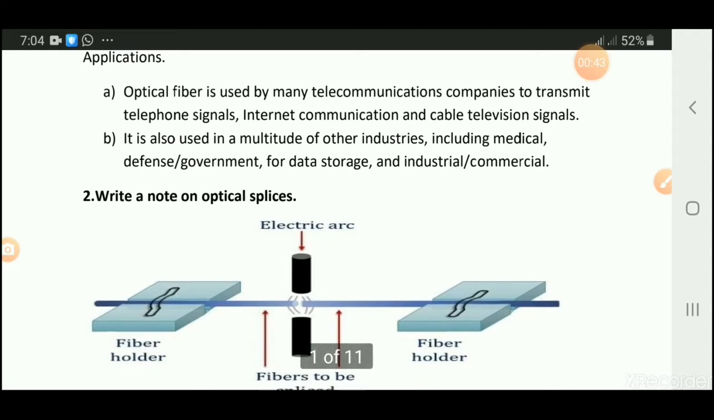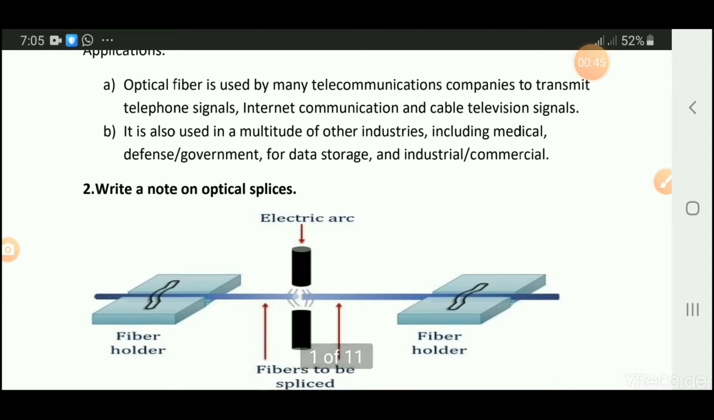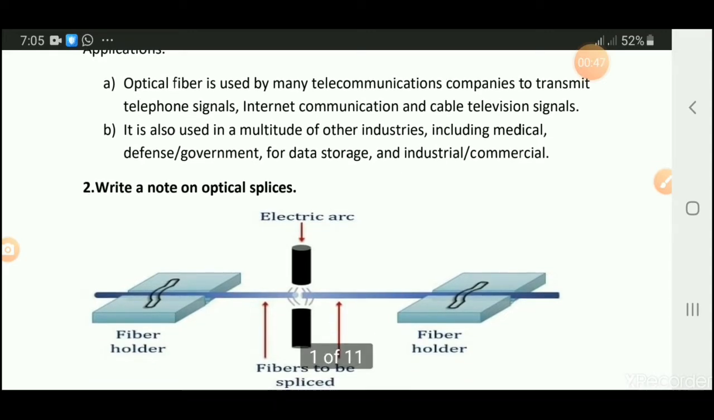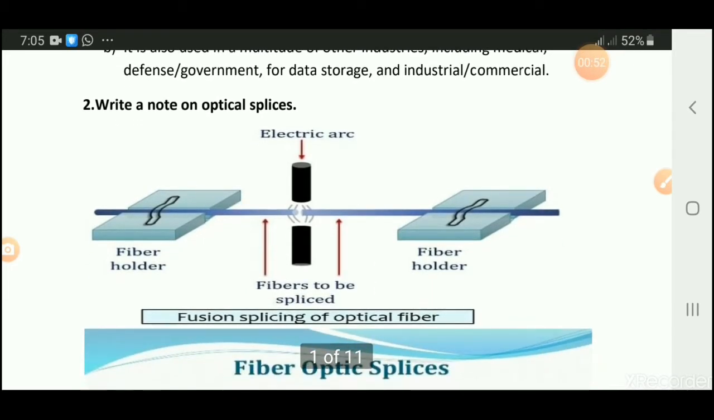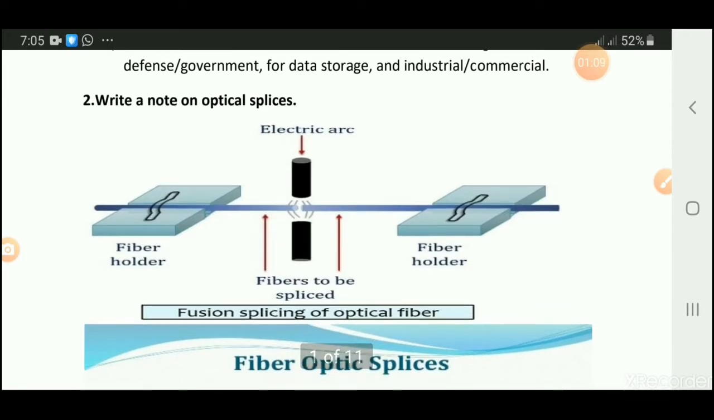Write a note on optical splices. Figure shows above diagram of fusion splicing of optical fiber. It consists of fiber holder, one side fiber holder, electric arc, and the optical fibers to be connected together, placed one end to other end.